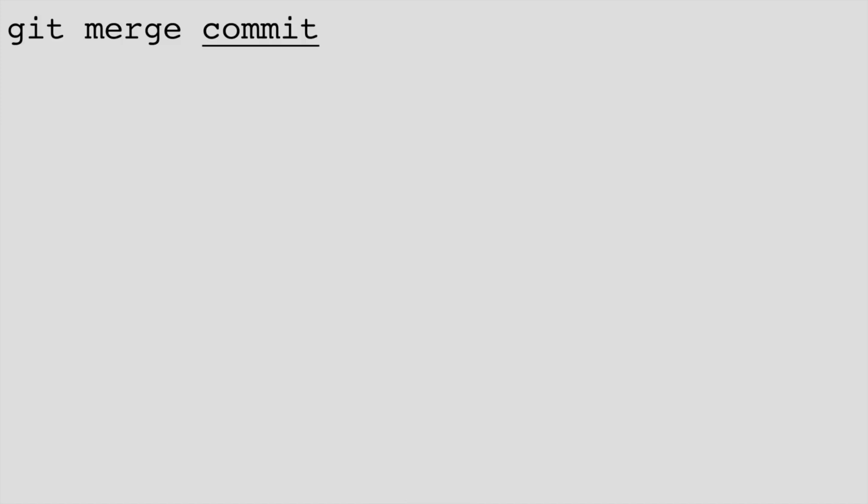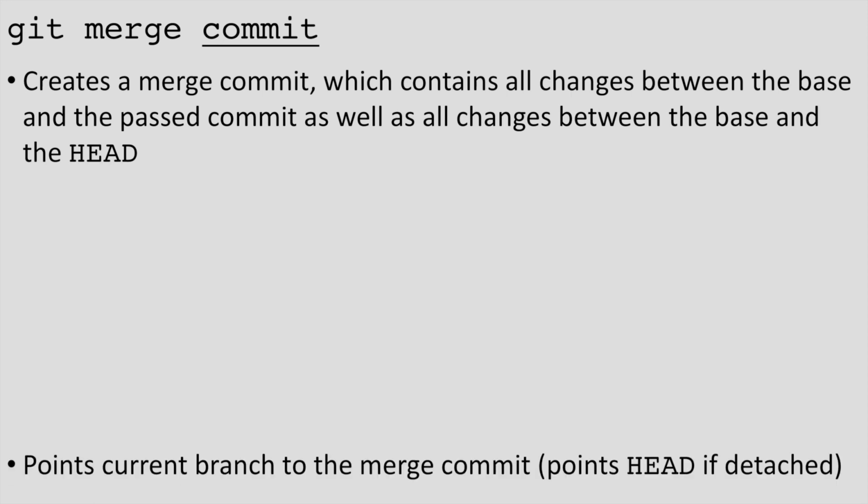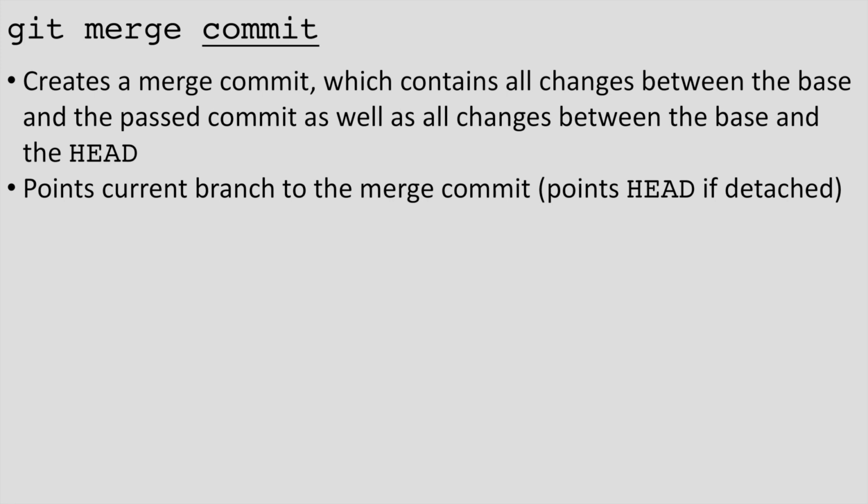The command git merge commit, where commit is a commit expression, is used to merge changes. This is not the only command that can create merge commits. Another command that can create merge commits is git pull. The command git merge commit creates a merge commit which contains all changes between the base and the passed commit, as well as all changes between the base and the head. It also points the current branch to the merge commit, or head if head is detached.